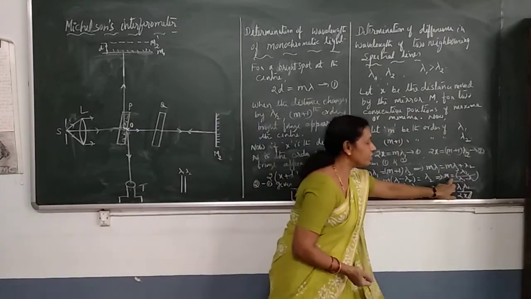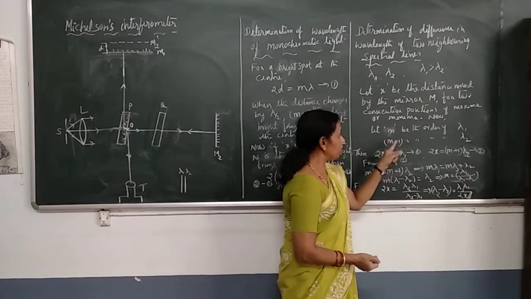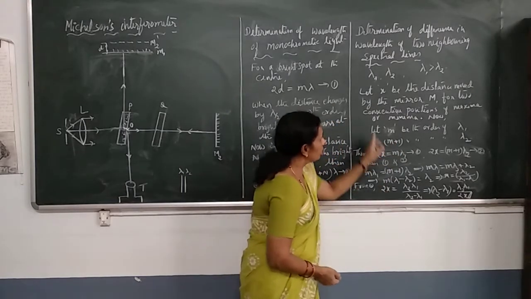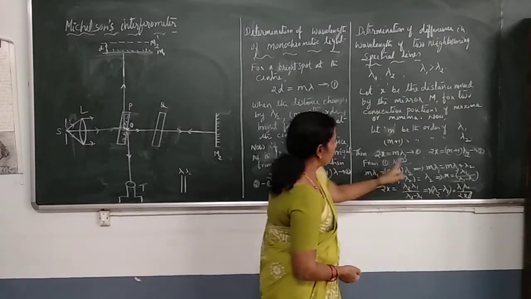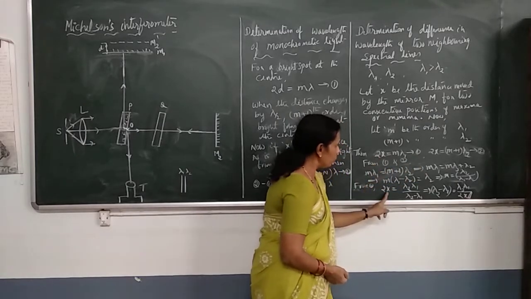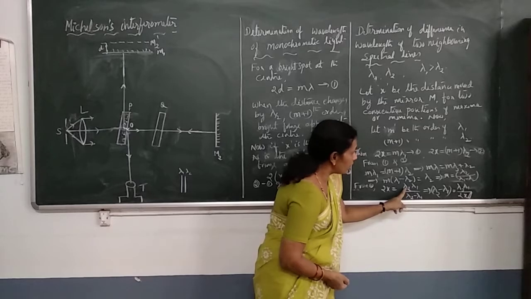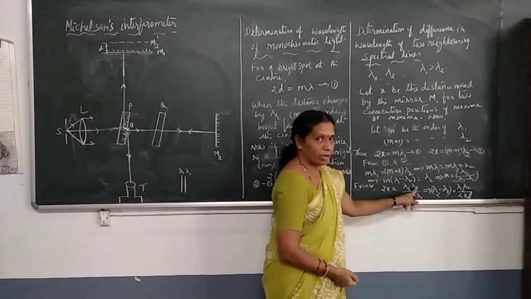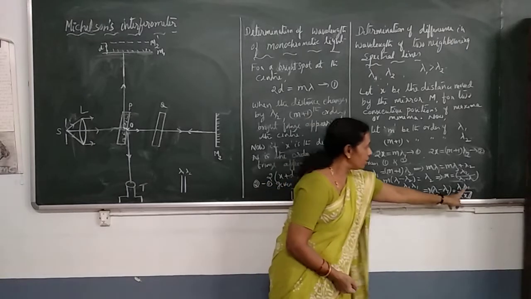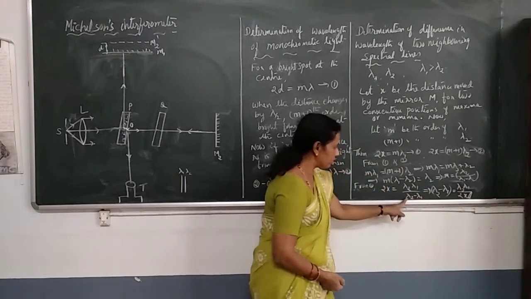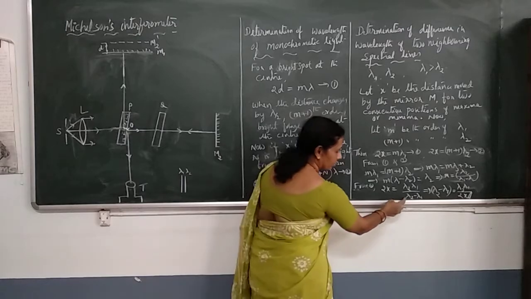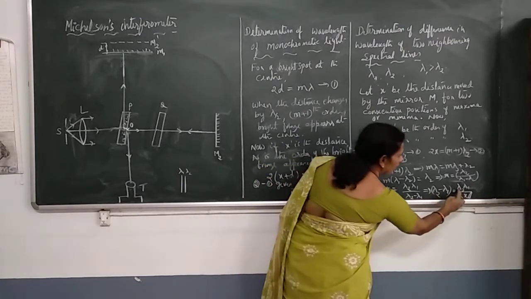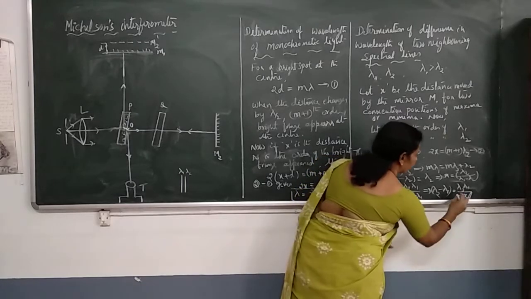Now let us substitute this order m in equation 1. Substituting, you get 2x on the left hand side, and on the right hand side m is taken as lambda 2 by lambda 1 minus lambda 2, into lambda 1. Substitute this here in this equation, and if you simplify, you get lambda 1 minus lambda 2 as lambda 2 lambda 1 by 2x.